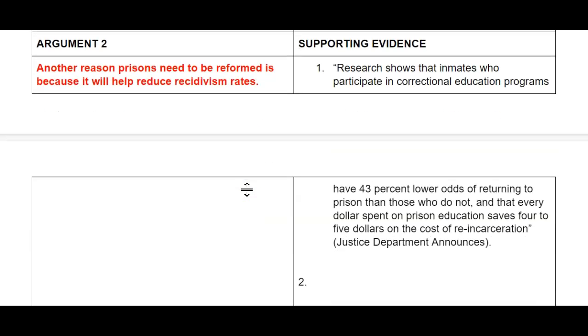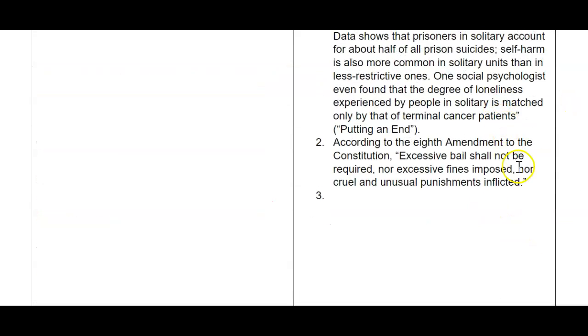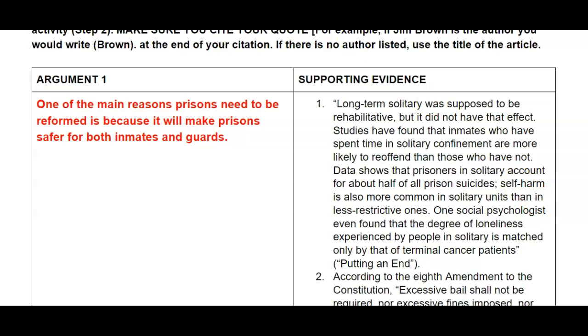All right, here is just another example. So again, for argument 2, I give the argument on the left. Another reason prisons need to be reformed is because it will help reduce recidivism rates, which means it helps reduce people returning to prison after they've already been there. And then I provide a quote here and give the source in which I found the quote. Again, you need 2 or 3 pieces of evidence for each of your arguments.